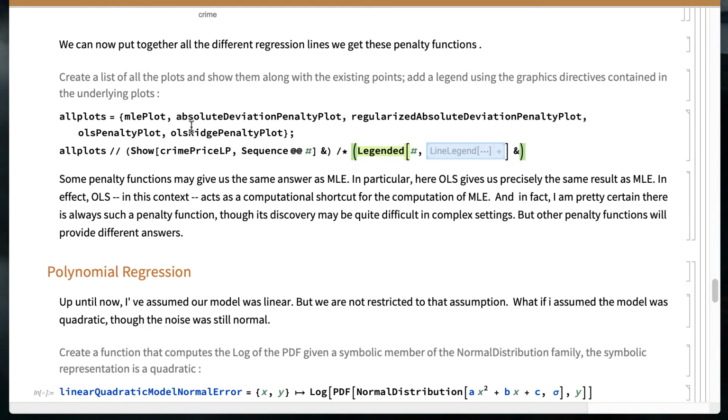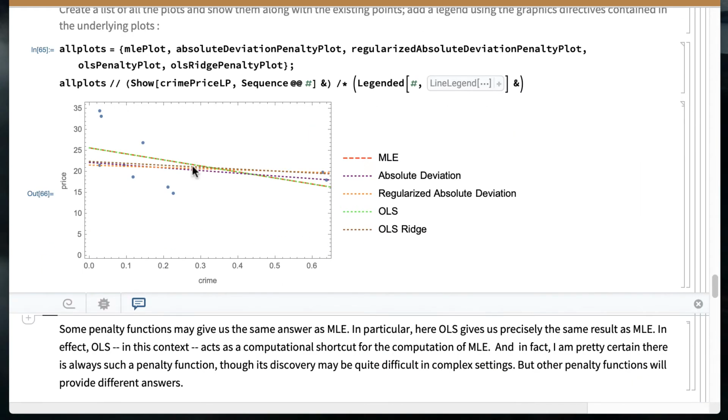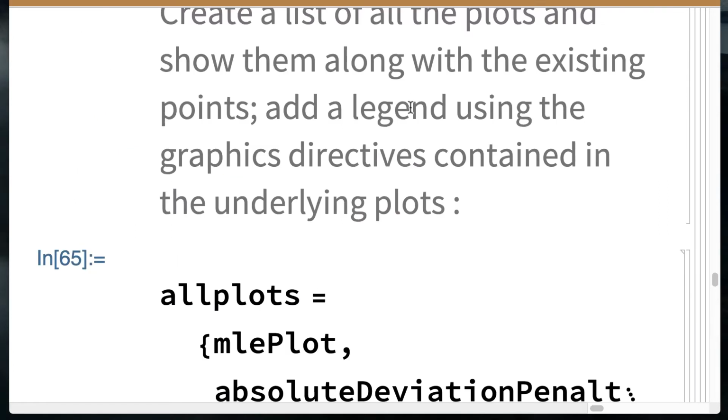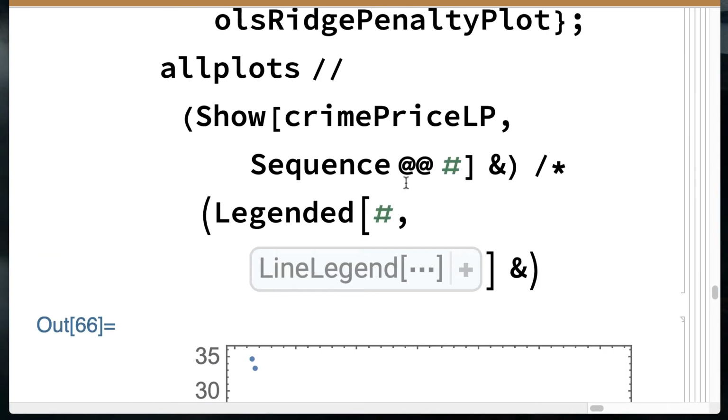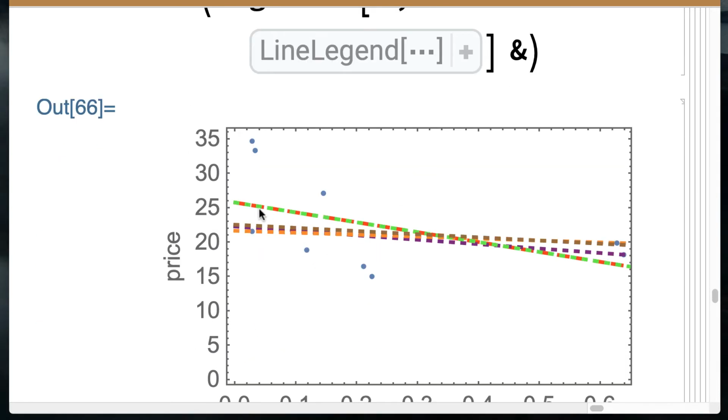So here's our code, and let's execute it. And you can see the various best fits that we've produced. Now, if you look at this very carefully, and let me magnify things here greatly, do you see that the red line and the green line seem to fall right on top of each other? So, what are those red and green lines again?